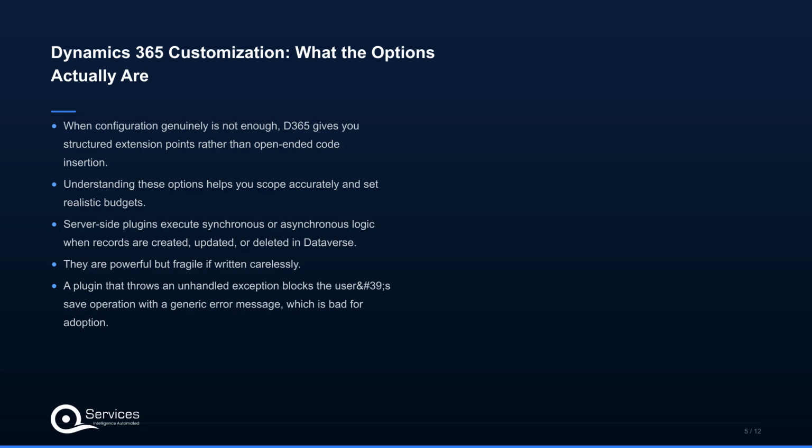Server-side plugins execute synchronous or asynchronous logic when records are created, updated, or deleted in Dataverse. They are powerful but fragile if written carelessly. A plugin that throws an unhandled exception blocks the user's save operation with a generic error message, which is bad for adoption. The working rule: if a plugin can be replaced with a Power Automate Cloud Flow, replace it.